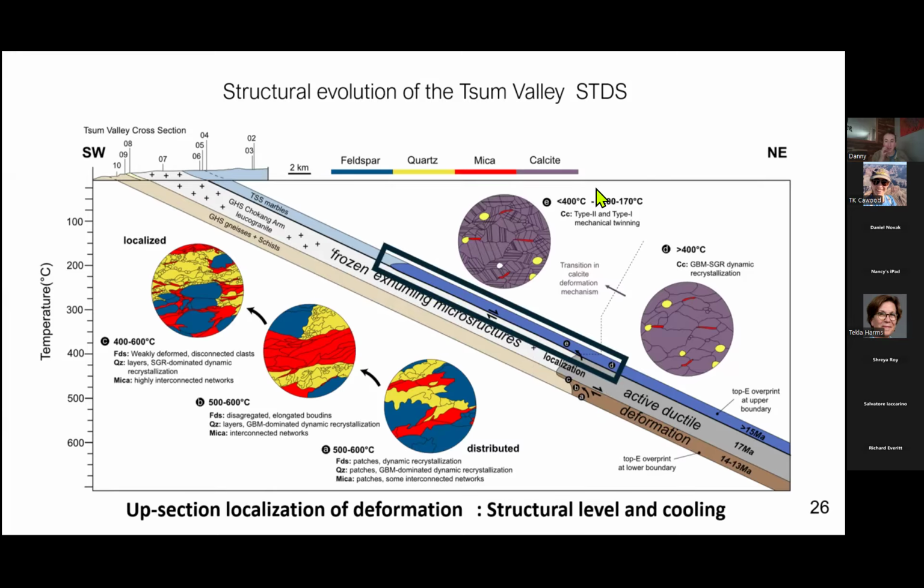So this tells us that as normal sense motion progressed and the rocks cooled and were exhumed, deformation localized from this distributed ductile shear zone at depth into the carbonate-rich rocks of the Tethyan sedimentary sequence at higher structural levels. So what this implies is that here in the Tsum Valley, the presence of marbles at high structural level was a really important part of the story.